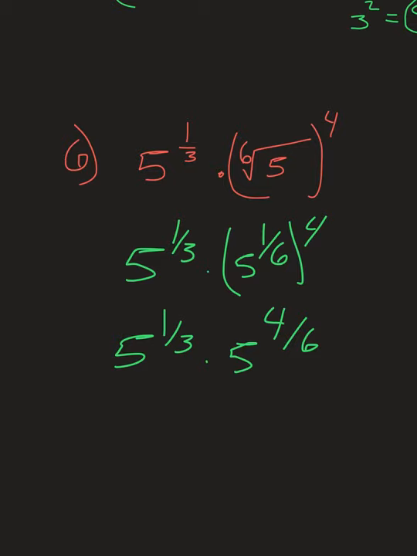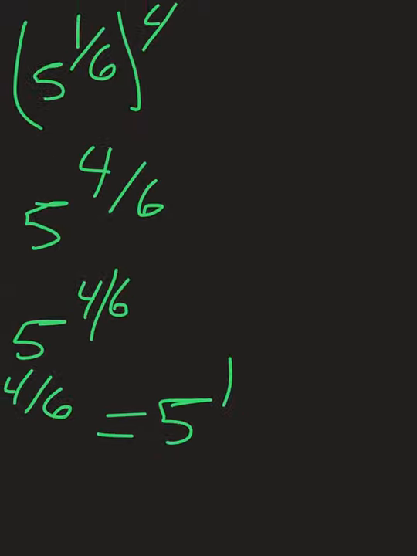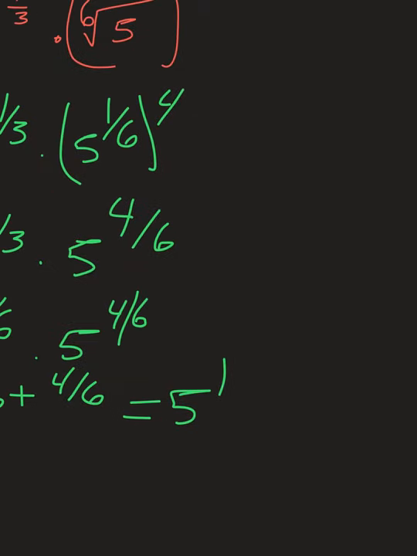What we need to do is find common denominators, and when we do that, we are going to get 5 to the 2/6 times 5 to the 4/6, and that can be simplified to 5 to the 2/6 plus 4/6, or 5 to the 1st. And we all know that anything raised to the 1st power is itself. So our final answer will be 5.